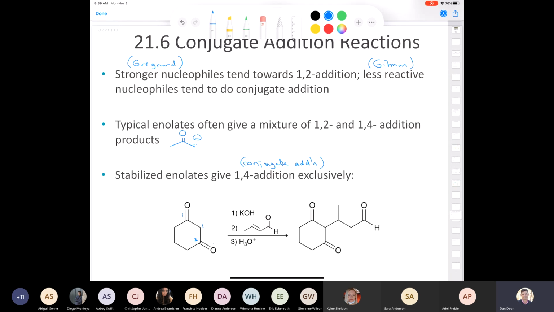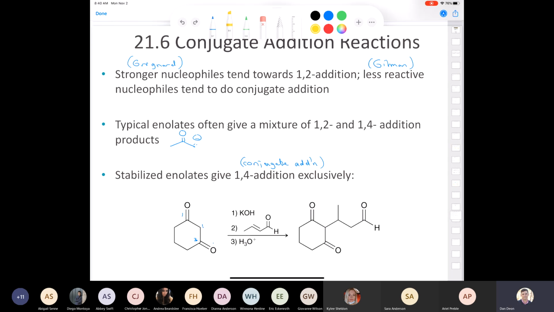Again, the stabilized enolate gives 1,4 addition, and that's the same thing as conjugate addition. I don't know if I've mentioned it today. I don't think I have. But conjugate addition means that the nucleophile is being added to what? A conjugated system where you have double, single, double, right? That's a conjugated system. So that's where the name conjugate addition comes from. I know it's mentioned in the textbook, but I may have neglected to say that along the way.